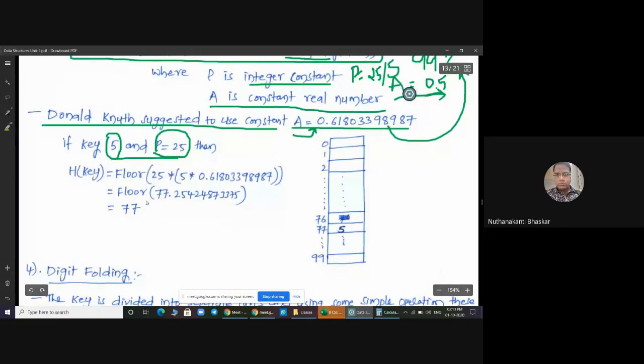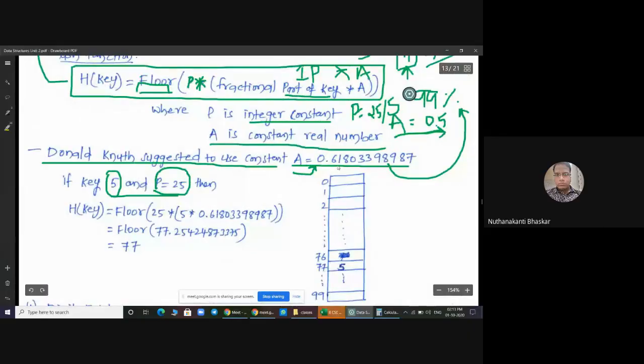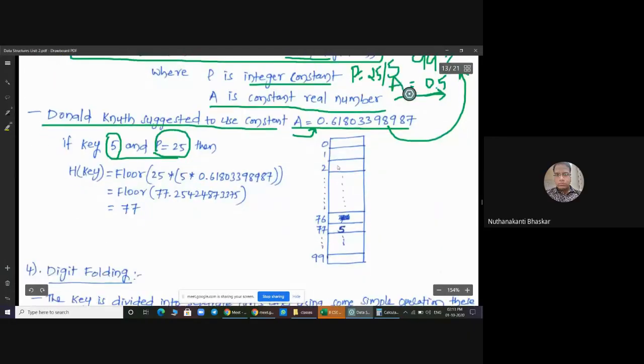For example, if I take A as the Knuth constant, now I want to insert 5. Here I have taken the integer constant P as 25. You can take any number, not a problem. If you want to use the Knuth constant A, you can take the integer constant as any number. Or if you don't want the Knuth real constant, you can use any real constant. It does not depend on anything. That is up to you. As per your data requirement and experience, you can understand which number is suitable for this constant.